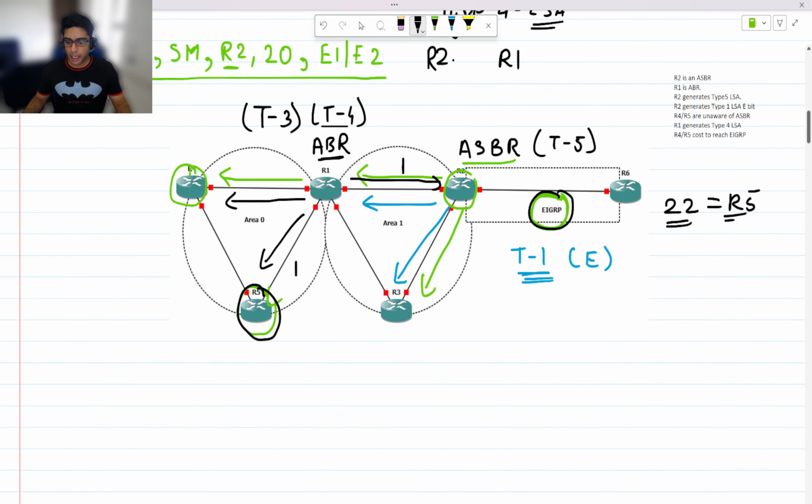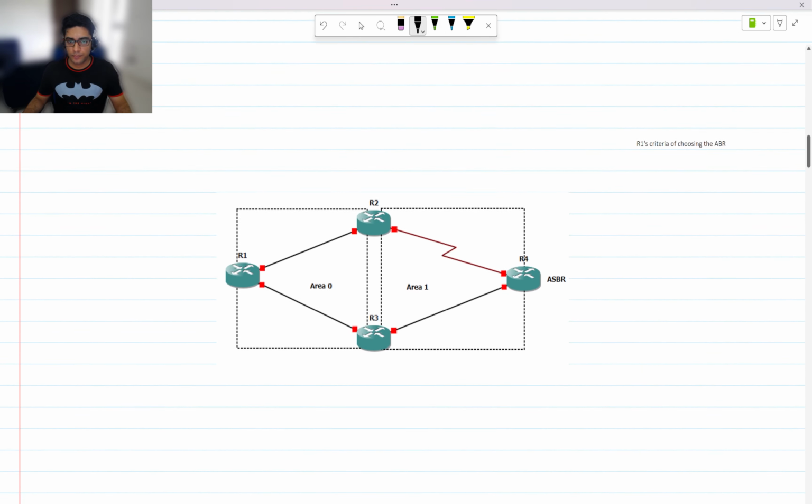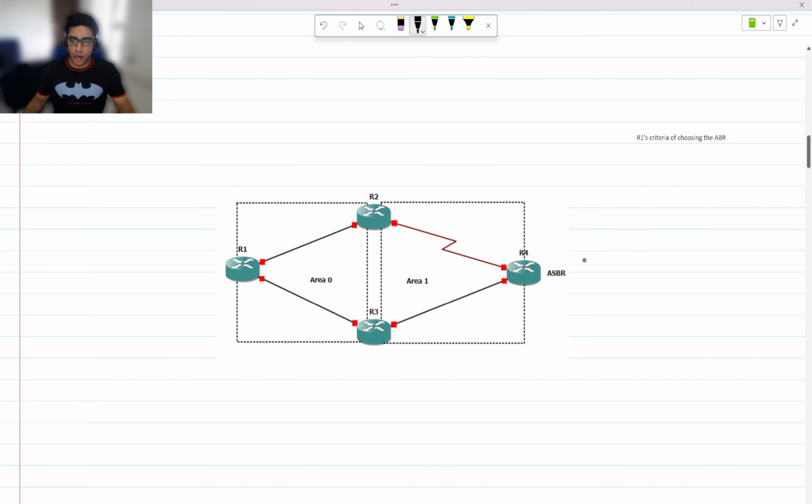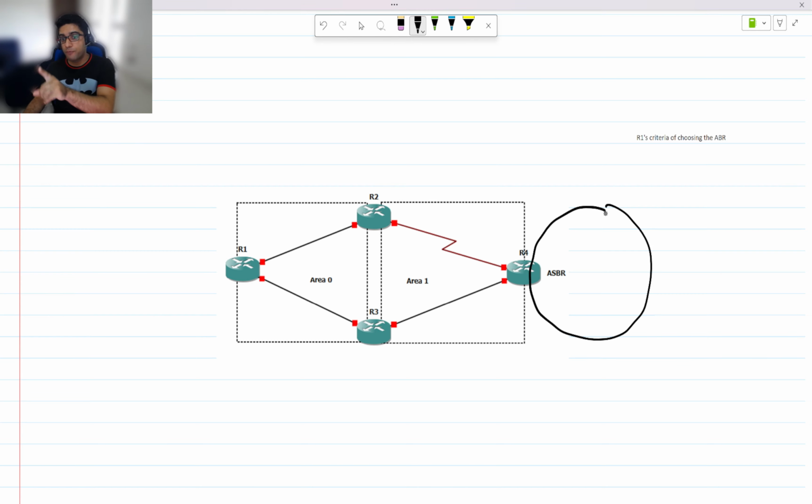Let's look at another scenario here. Now R4 is the ASBR. That means R4 is connected to an external network. It can be anything. It can be EIGRP, ISIS, or a BGP network. It can also be another OSPF process as well. Here, if I'm running OSPF process 1, and here, if I'm running OSPF process 2.